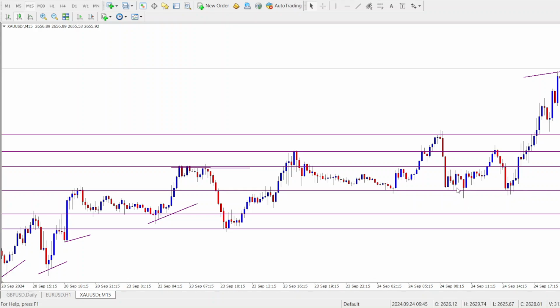Swing highs and lows show the market's current momentum. In an uptrend, you will see a series of higher swing lows and higher swing highs, signaling strong buying pressure.